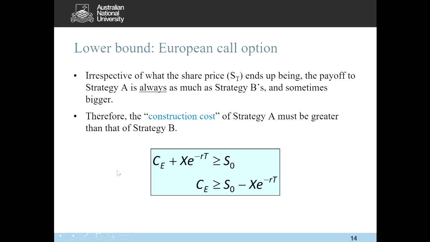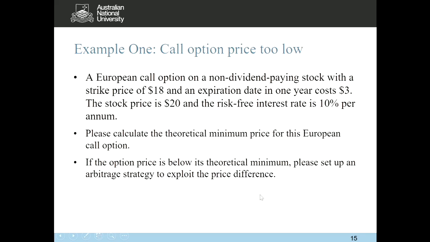Okay, so if we rearrange this equation, we get the lower bound for a European call option should be greater than or equal to the current share price minus the present value of the strike price. So this is what we deduced. Now, I would like to introduce a scenario where this lower bound is violated. So let's have a look at this question here.